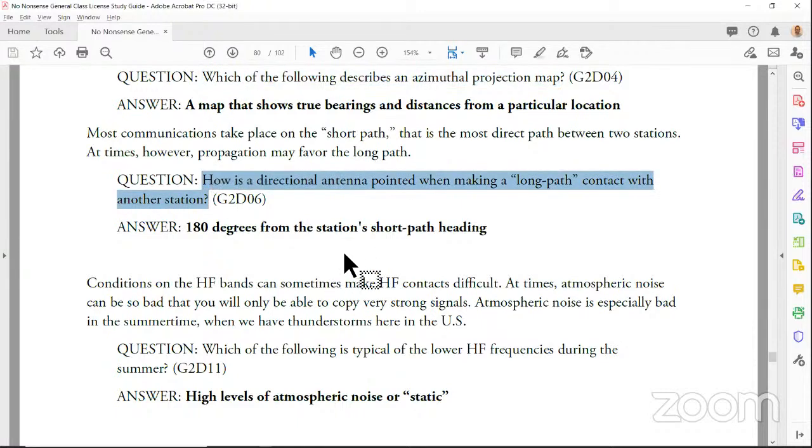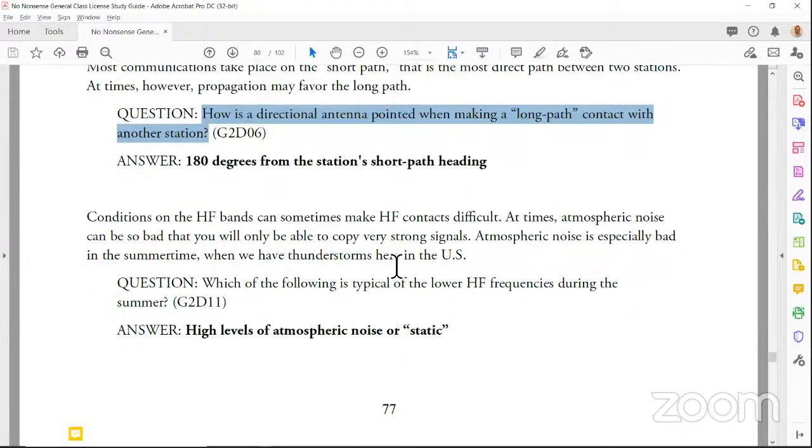How is a directional antenna pointed when making a long path contact with another station? So remember we said the long path is in the opposite direction to the short path. So the answer is 180 degrees from a station's short path heading. In other words, the opposite direction.